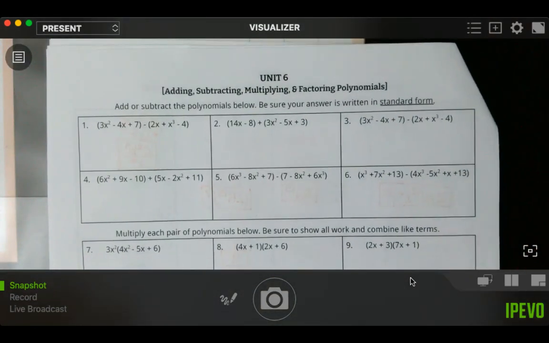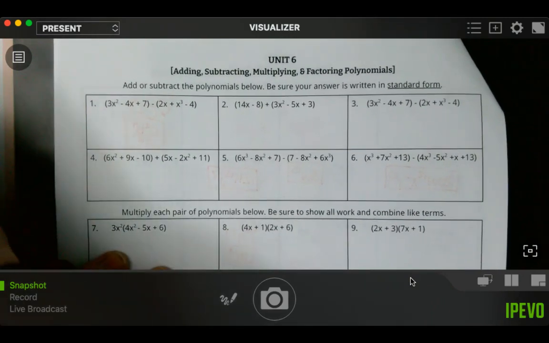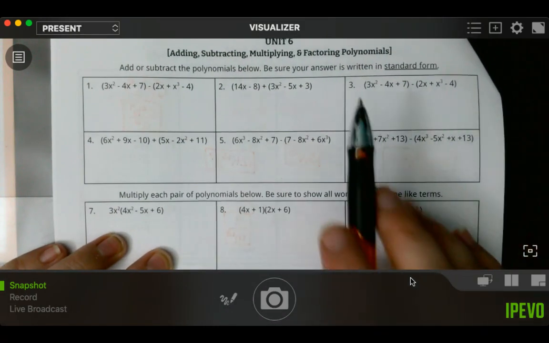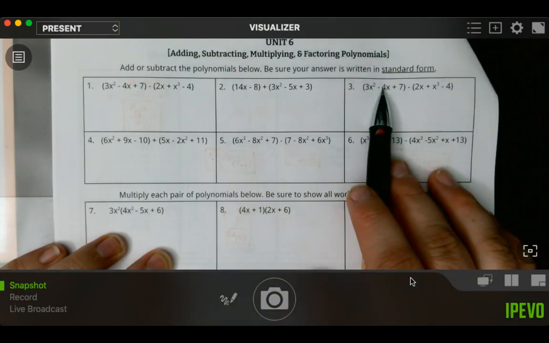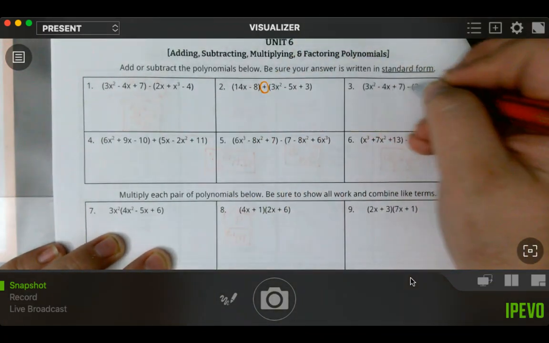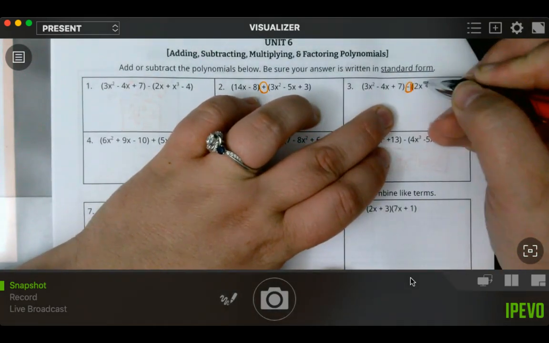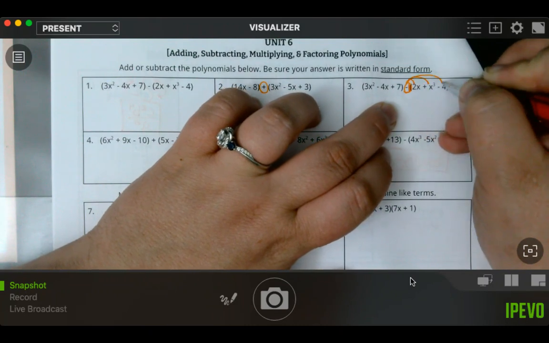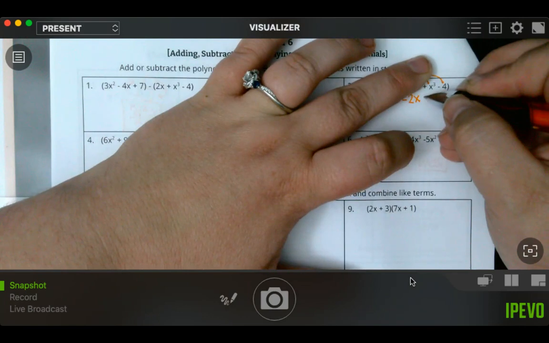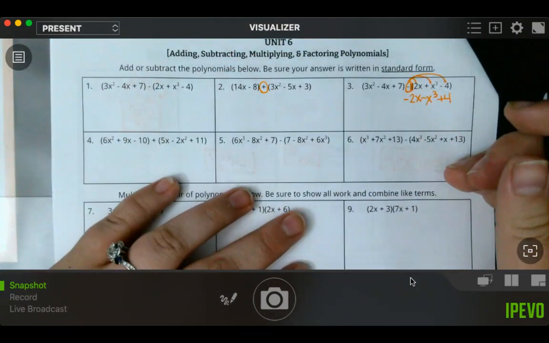Unit 6 is probably one of the more natural math sections. What that means is you can use the logic you already know to solve most of it. So I'm going to do numbers 2 and 3. Notice how this one has a plus in between, and this one has a minus in between. Anytime you see that minus in between, think of it like a -1 and multiply it to everything afterwards. So that's going to make this -2x, -x cubed, and +4. Okay?